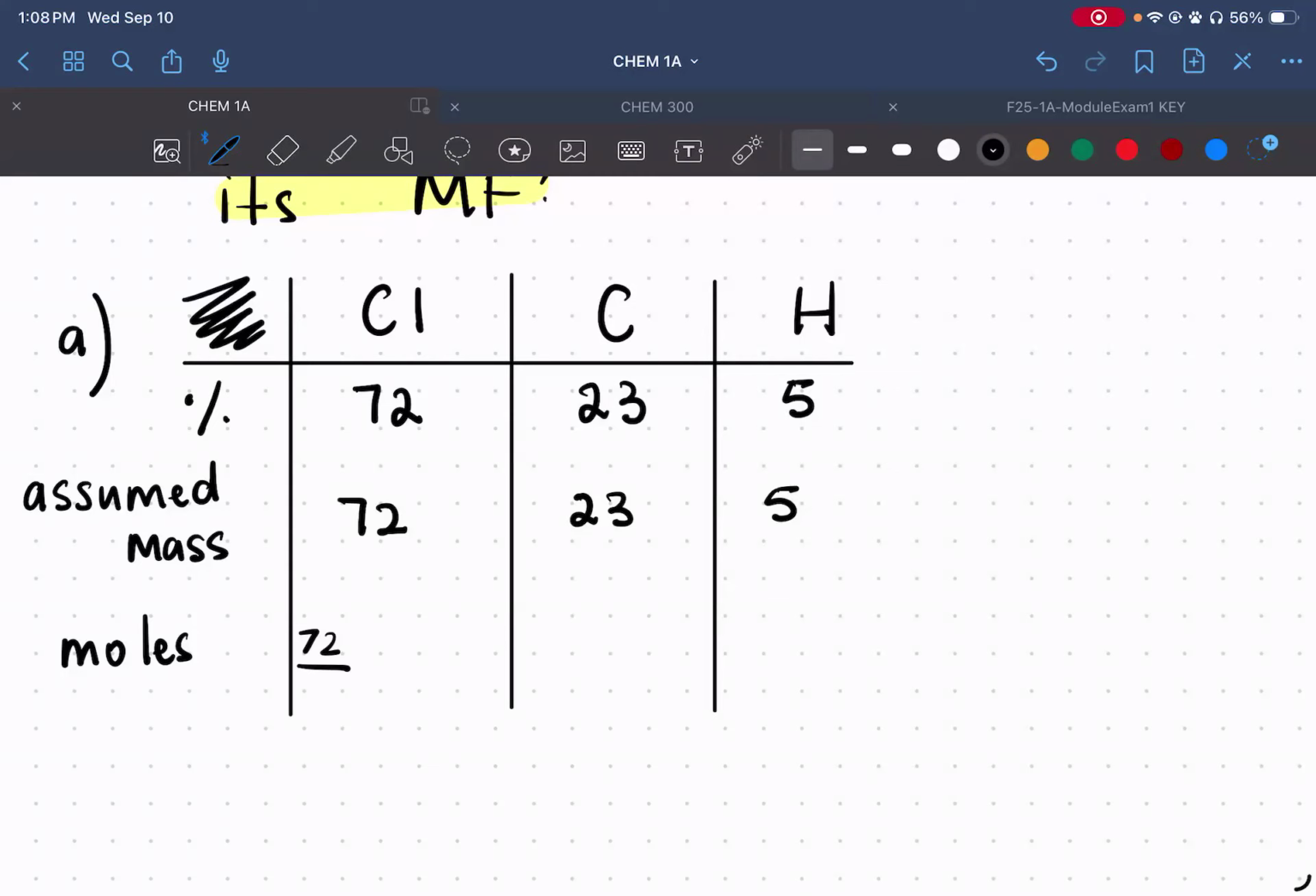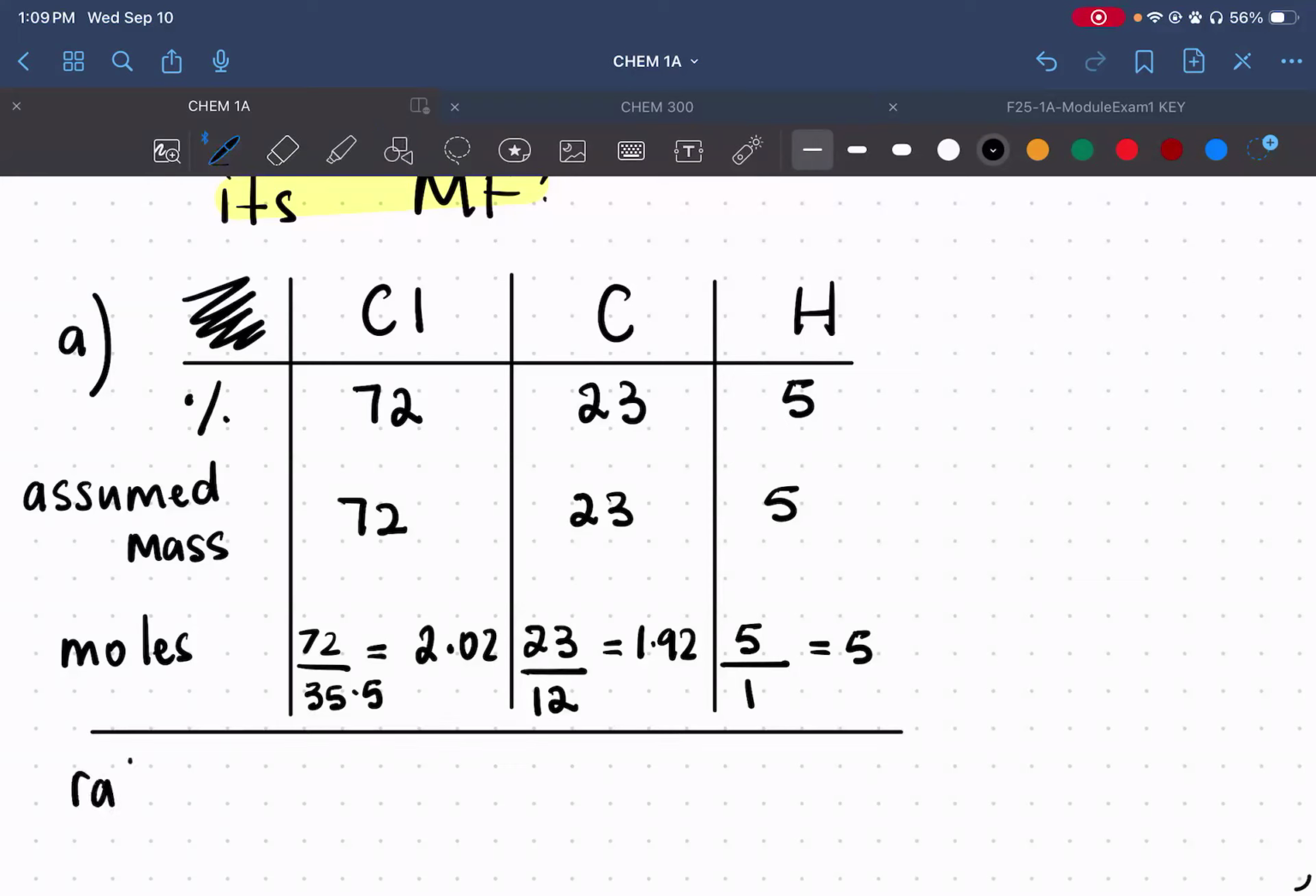72 divided by the atomic mass of chlorine, that's 35.5. For carbon, 23 divided by its atomic mass, that's 12. And in the case of hydrogen, that's 5 divided by 1. If we put these into our calculator, in the case of chlorine, 72 divided by 35.5 is 2.02. 23 divided by 12 is approximately 1.92. 5 divided by 1 is just plain 5.